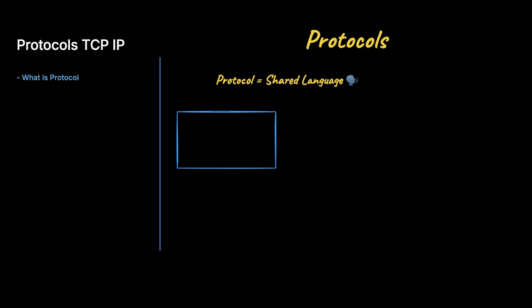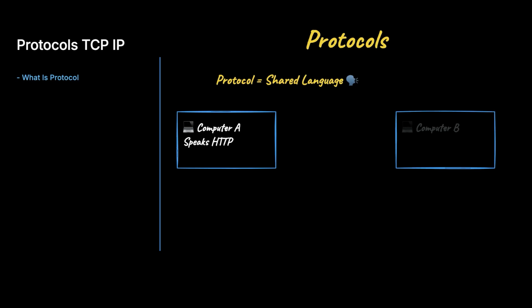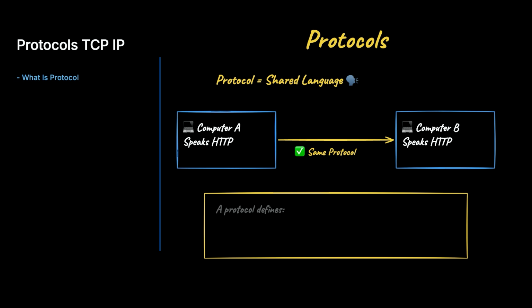Now we reach one of the most important topics in this whole domain: protocols. A protocol is simply a standard that specifies the format of data and the rules to follow during transmission. Think of it as a shared language. Two computers can only exchange information when they agree to speak that same language on both ends.